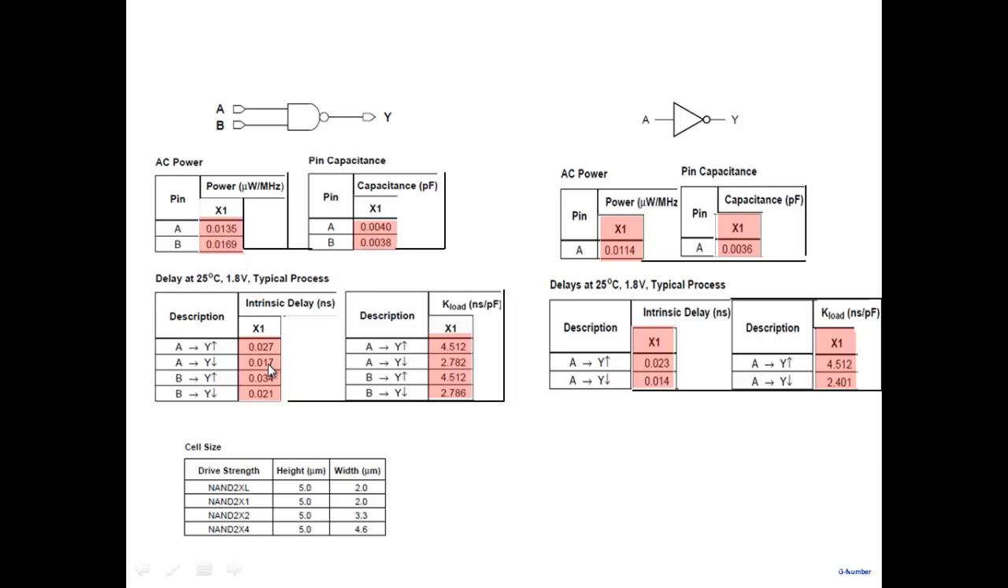Not only that, when A is pulling it up, I'm getting 0.027. When B is pulling it up, you get 0.034. So B, the lower input, is a slower input. If you put a signal there, it's going to go through the NAND gate with longer delay than if you put the input here at A, where it will go through with lesser delay. All right, and then of course there's strengths and all that.